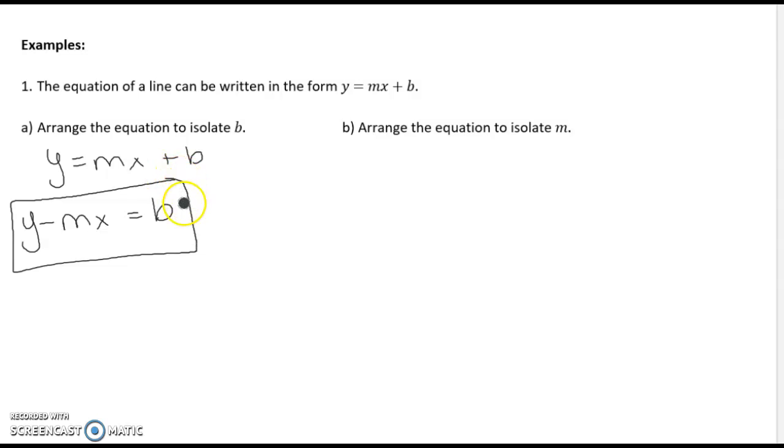Now we'll do one that's a little bit more complicated. This next one, we want to arrange the equation to solve for m. So we're going to solve for this little guy. I'll start by rewriting the equation y equals mx plus b. The first thing that we can do is move this b over. So positive b turns into a negative b. So I'm going to have y minus b equals mx.